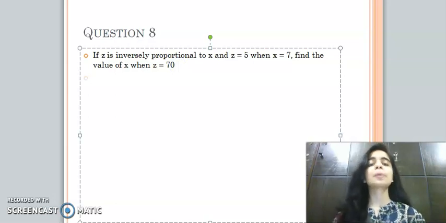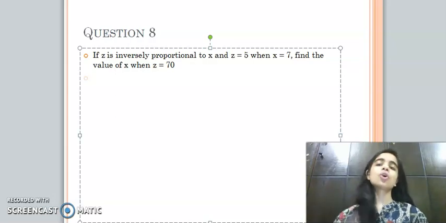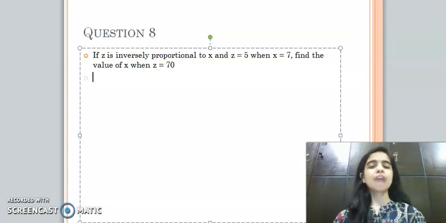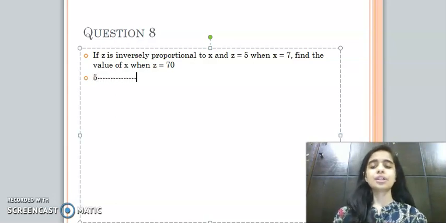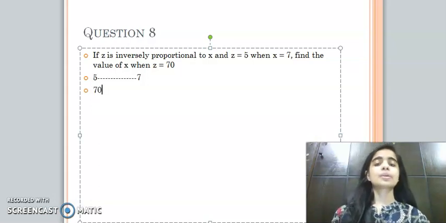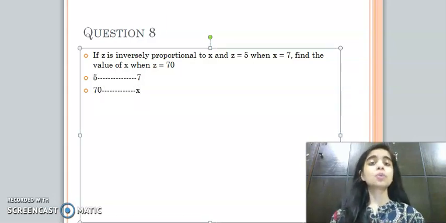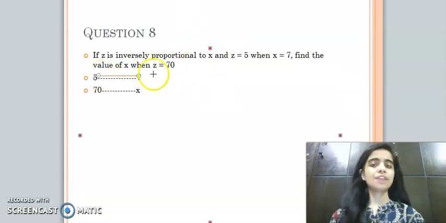Z is inversely proportional to X. Remember, in inverse proportion, we will straight multiply, not cross multiply. That's in direct proportion. Z is equal to 5 when X is equal to 7. So 5, 7. What is the value of X when Z is equal to 70? So this is 70, and over here we will write X. Again, as I told you, we will straight multiply. So we will multiply 7 with 5 and we will multiply 70 with X.